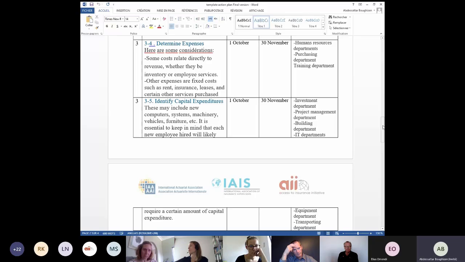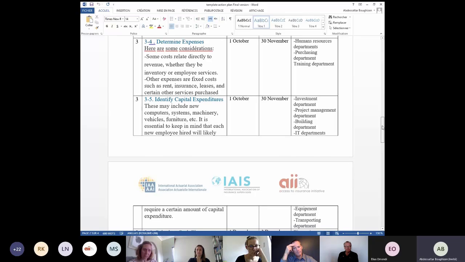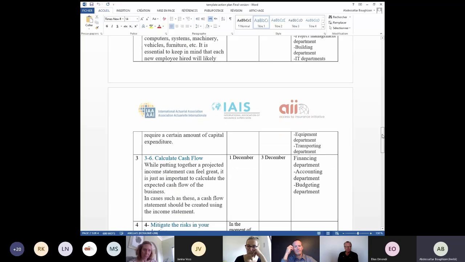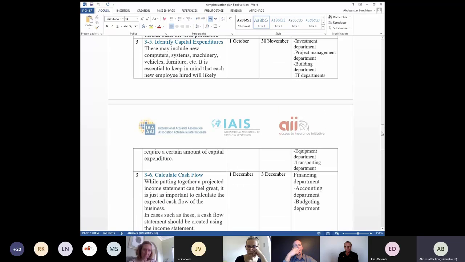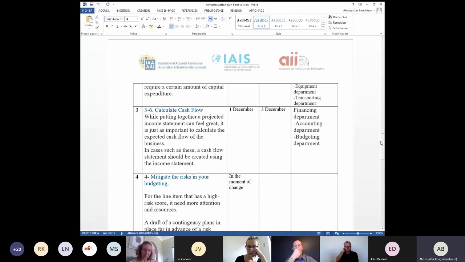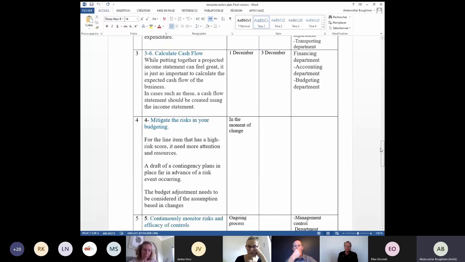3.5 identify capital expenditure. This may include new computer system, machinery, vehicle, furniture, and other equipment. It starts the 1st October and finishes the 30 November. The concerned parties are the investment department, project management department, building department, and IT department.